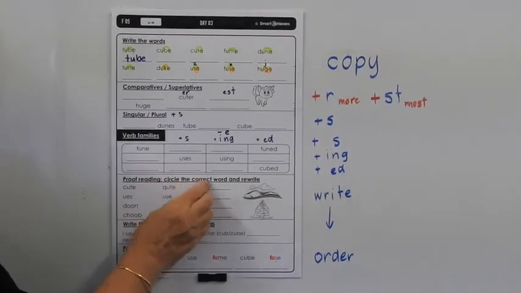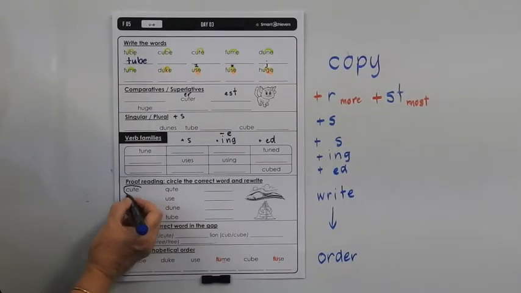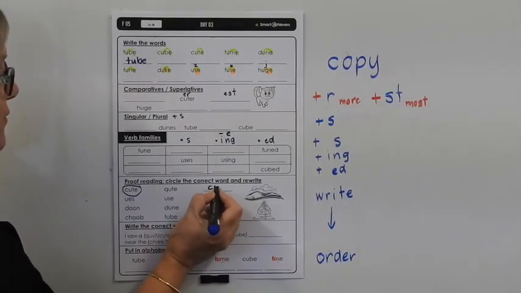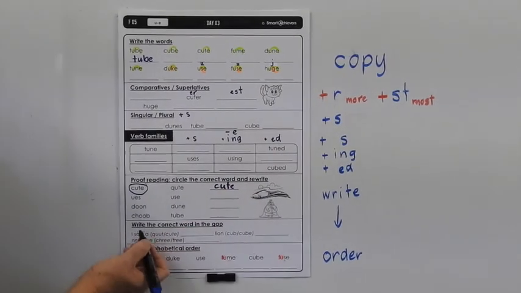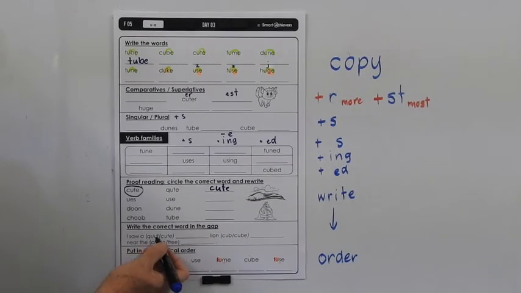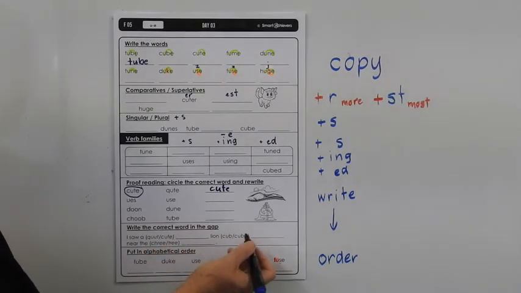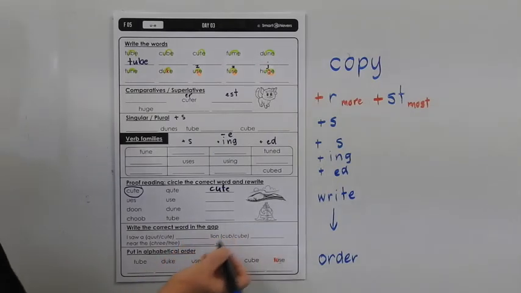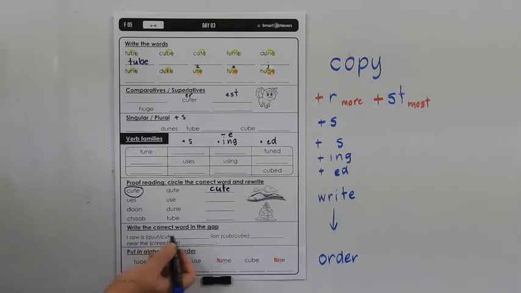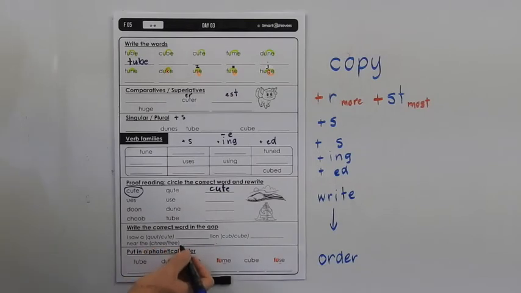Proofreading, you have to circle the correct word and rewrite it. So is it cute or cewt? We know this is how you spell cute, so just circle it and write it on the line. Down the bottom it says write the correct word in the gap. I saw a cute or cewt, that's not a real word, we know that you never have W in a word. Lion, cub or cube. So you have to write in the correct word for each of those little sentences. It goes on. I saw a cute lion cub near the tree.